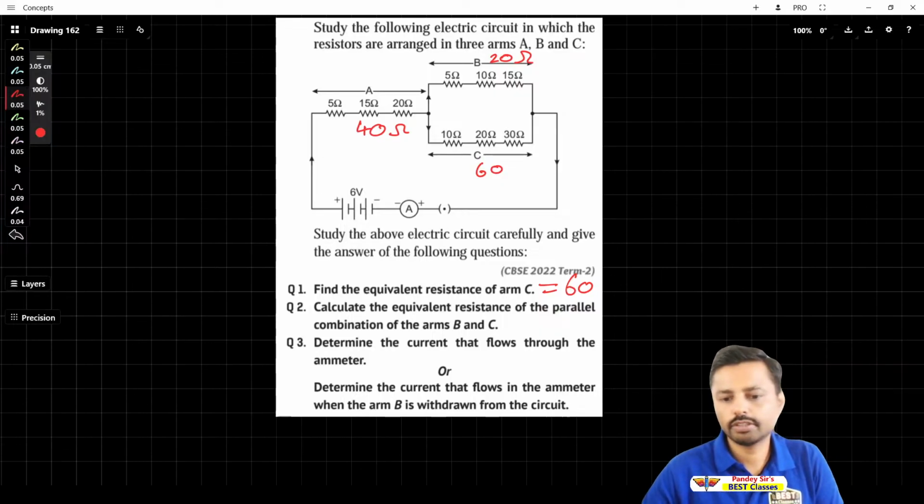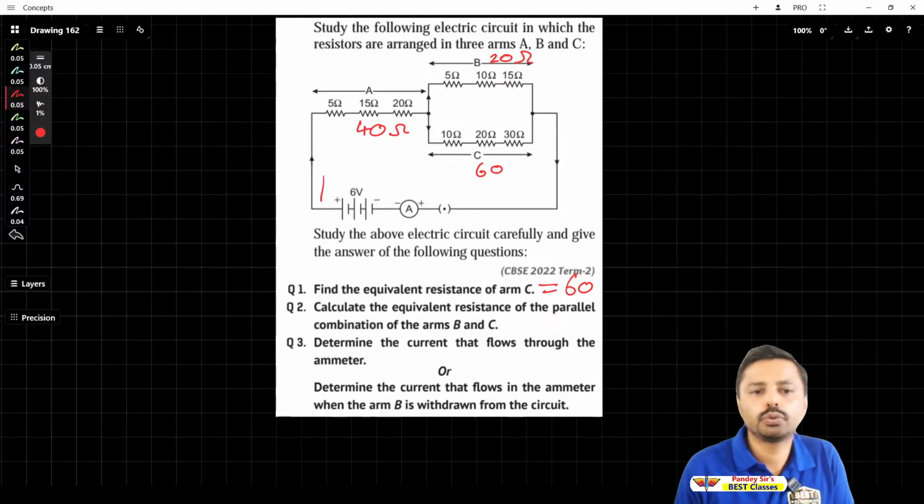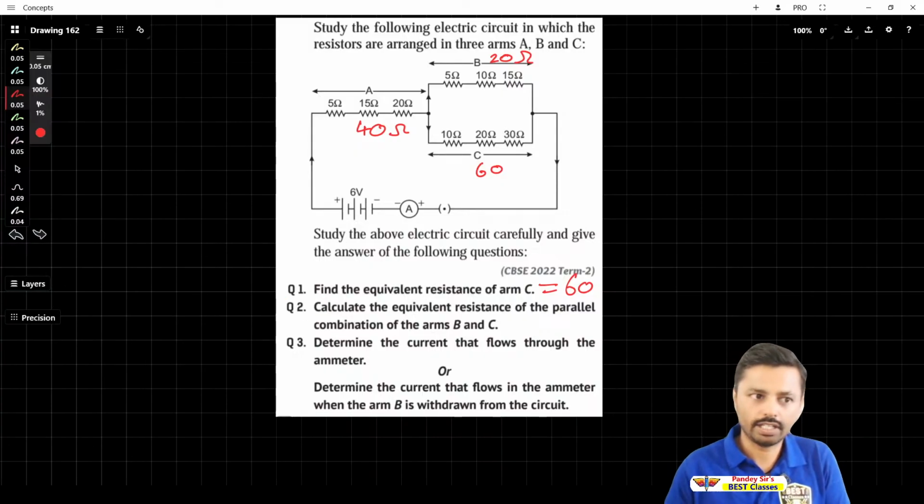Now the third one is: determine the current that flows through the ammeter. Means they are asking the total current flowing through it. Okay, and we'll do that. So for that, let's calculate the second one.